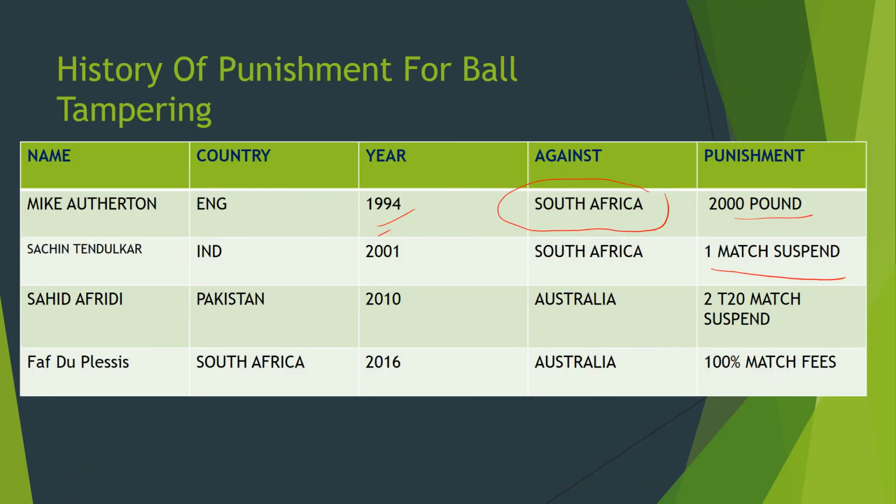Faf du Plessis. This is the main gate case, which I already told you, quite a familiar thing. And tell me, in which ground did the main gate happen? So Faf du Plessis got a punishment of 100% of his match fees. So this is the whole phenomenon of ball tampering.